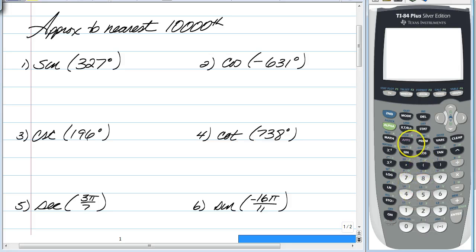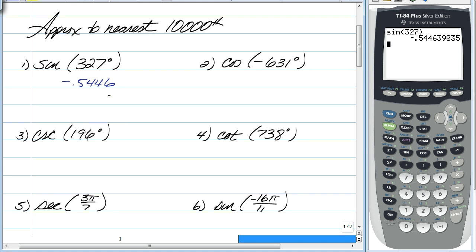So all you have to do is type the sine of 327 and click enter, and it's going to give you negative 0.5446, and that's it.